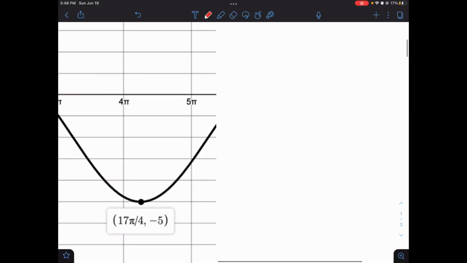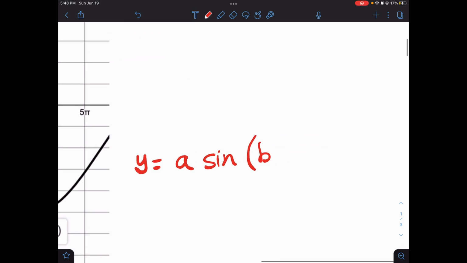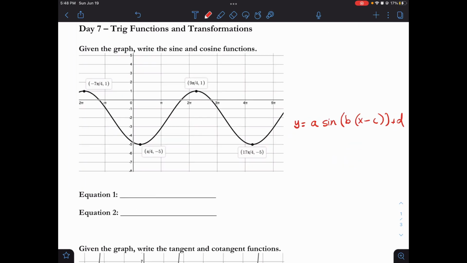Okay, so our equation, our parent function for sine and cosine, is y equals a sine of b x minus or plus c, plus d. Okay, now that we have that, let's draw our period.